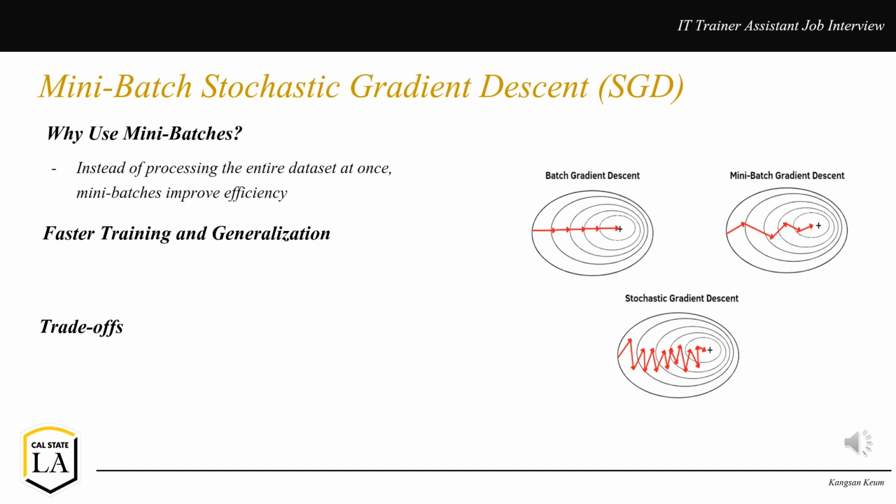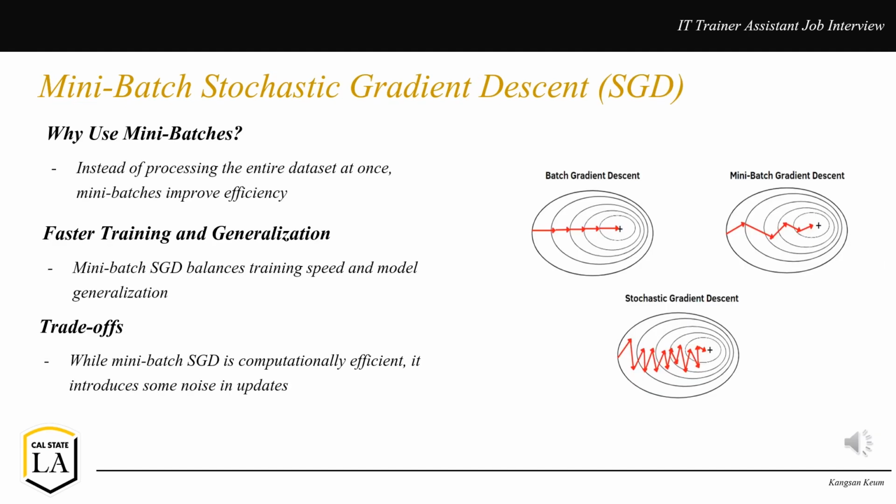So far, we've discussed gradient descent, but there's a challenge. When dealing with massive datasets, computing the gradient over the entire dataset in each step is computationally expensive. This is where mini-batch stochastic gradient descent, or SGD, comes in. Instead of processing the entire dataset at once, mini-batch SGD splits the data into smaller batches and updates the weights using only a subset of data at each step.